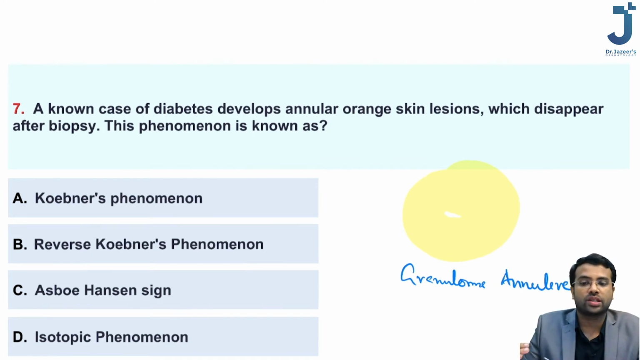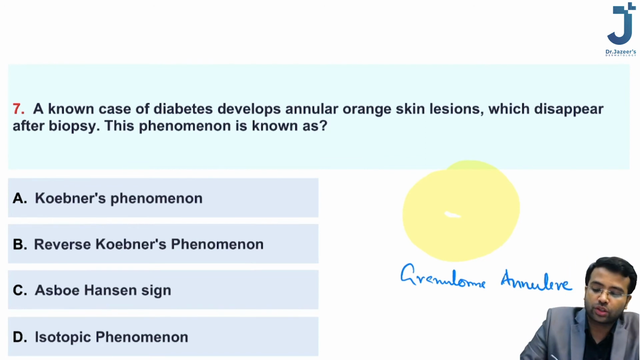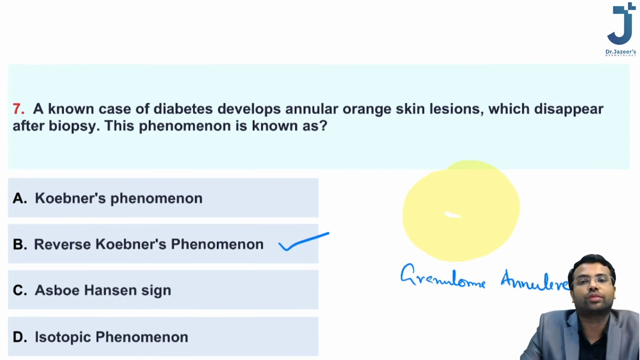Is it Koebner's, is it reverse Koebner's, is it Auspitz sign, or is it isotopic phenomenon? So here the answer is going to be reverse Koebner. Why? Because the lesion is not appearing here, instead the lesions are disappearing after the trauma or after biopsy.